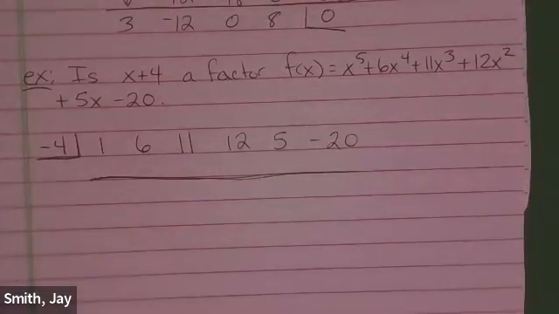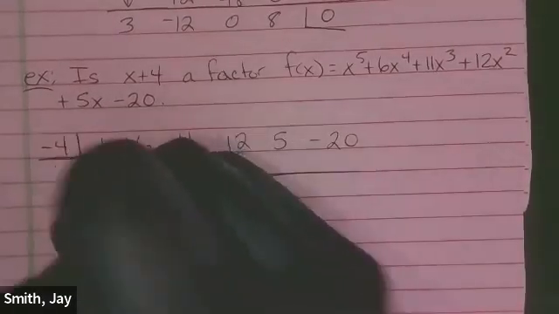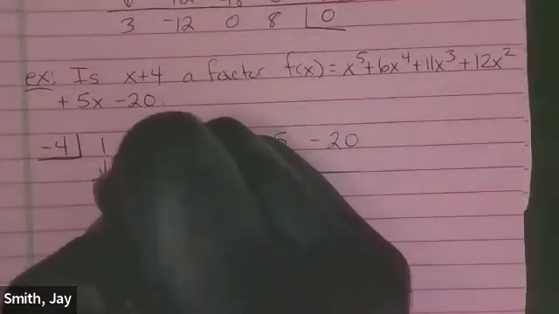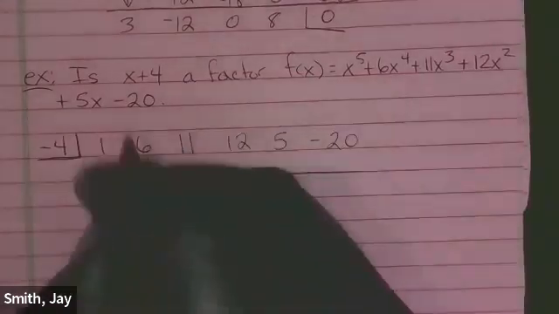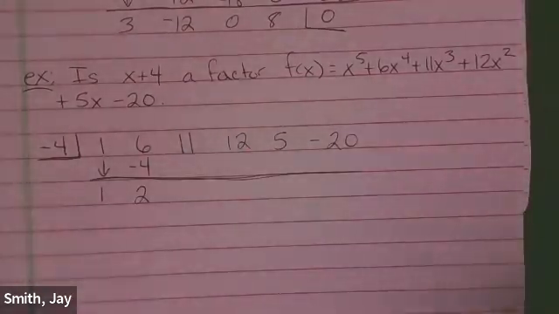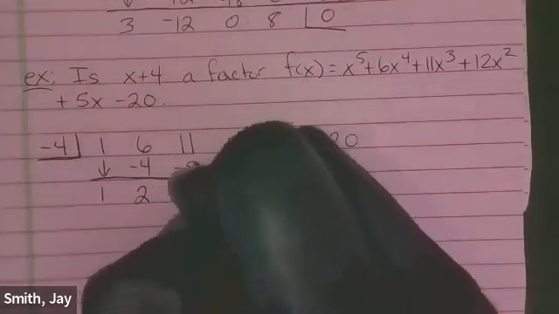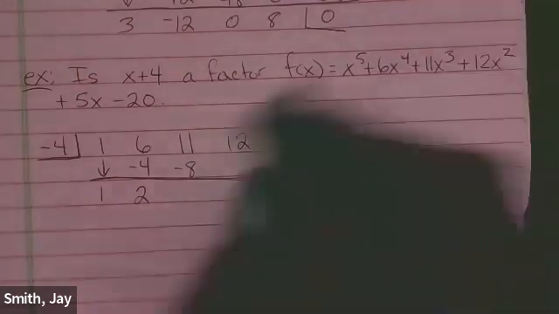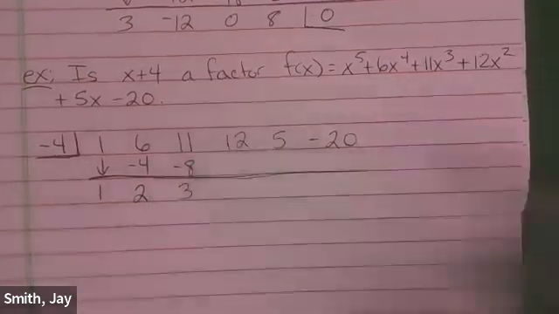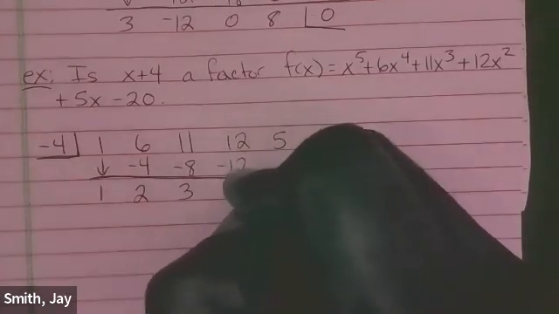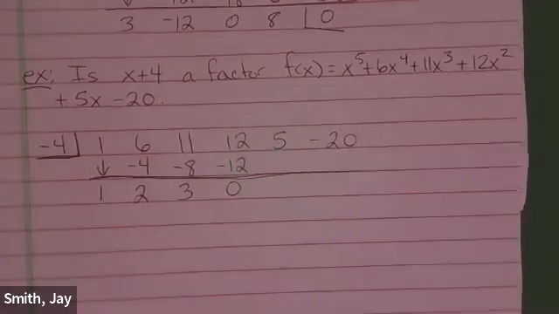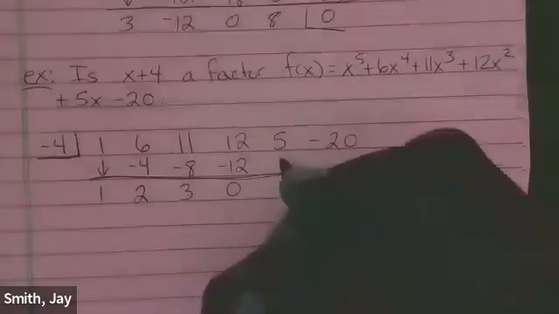We're going to work through it just like we did in our previous problem. So I'm going to bring down our 1 first. Our 1 plus 0 is 1. 1 times -4 gives me -4. 6 plus a -4 gives me +2. 2 times -4 will give me -8. 11 plus a -8 will give me a +3. 3 times -4 will give me -12. +12 plus a -12 will give me 0.